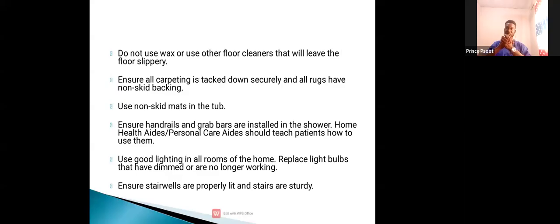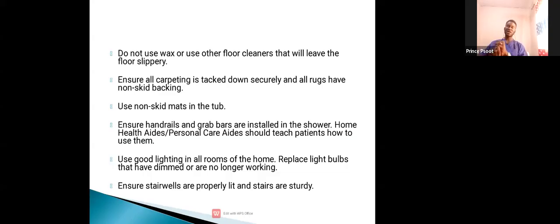Do not use wax or any other floor cleaners that will leave the floor slippery. Ensure that all your carpet is packed down securely and all the rugs have non-skid backing. Use non-skid mats in the tub. Then ensure handrails and grab bars are installed in the shower. Home health aides or personal care aides should also teach the patient how to use them.